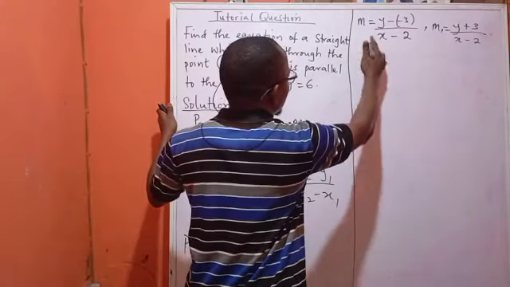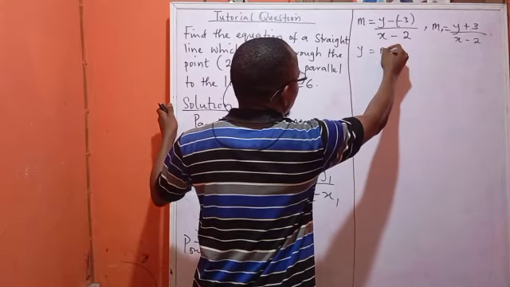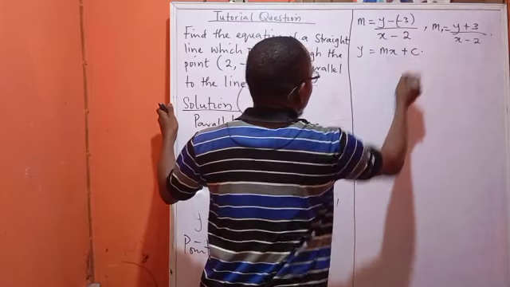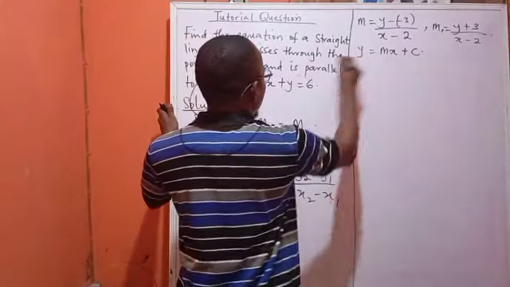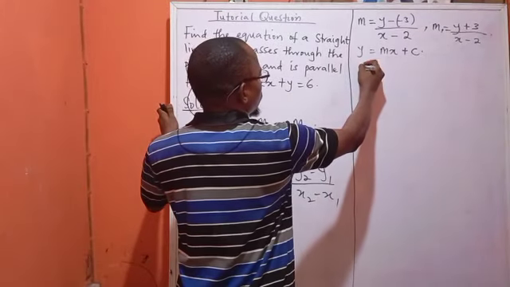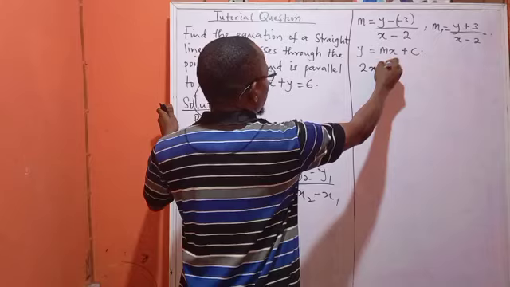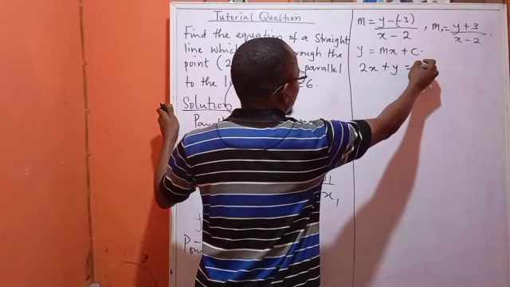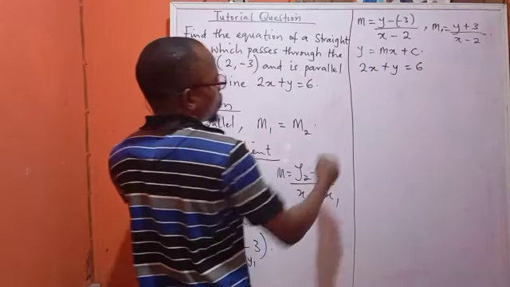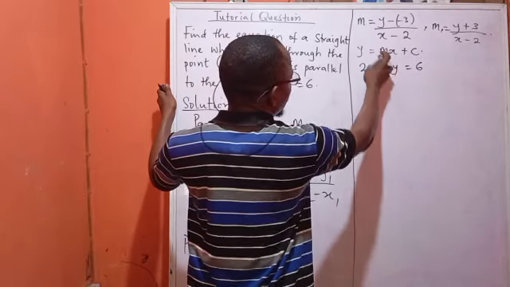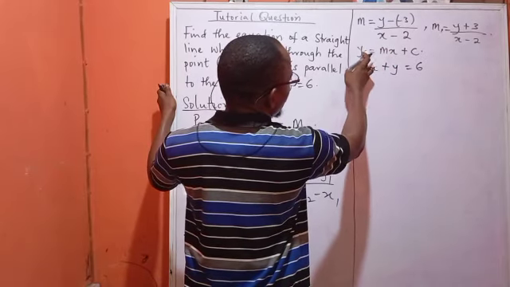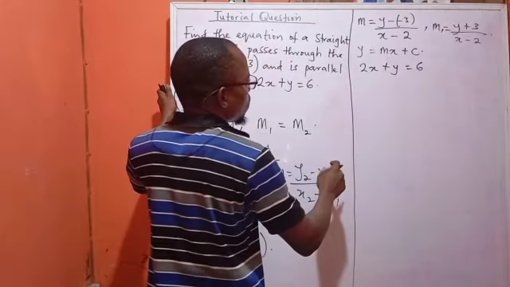So let me say y equals to what? Mx plus c. Okay, so we have this equation here, which will be 2x plus y equals to 6. Looking at this, we want to make this tally, so we have to make y the subject of the formula.